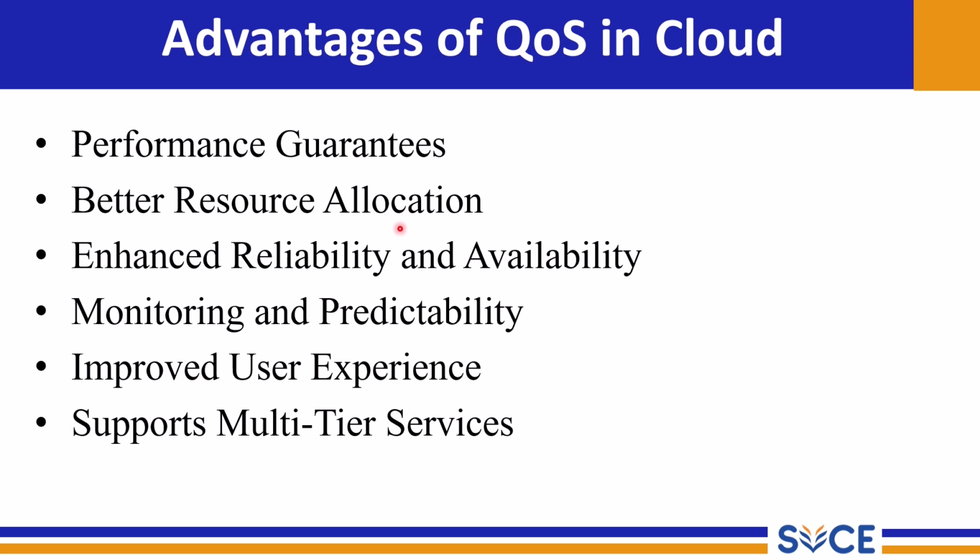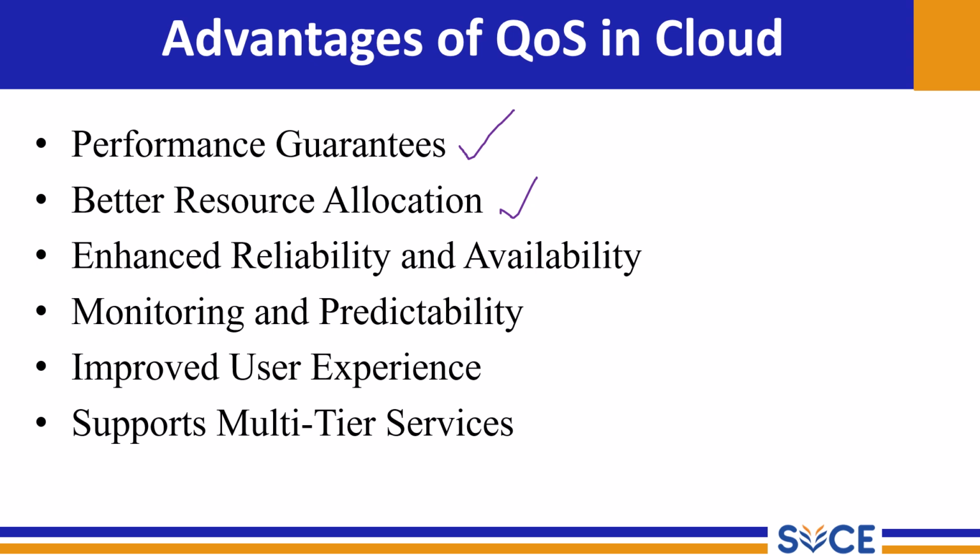Okay, so the first point we're going to discuss is the performance guarantee. It ensures that a minimum level of CPU, memory, bandwidth, or IOPS is used, and prevents resource starvation in multi-tenant environments, and gives better resource allocation. Here, QoS policies help to prioritize critical workloads, which enables fair resource sharing and avoids noisy neighbor issues.